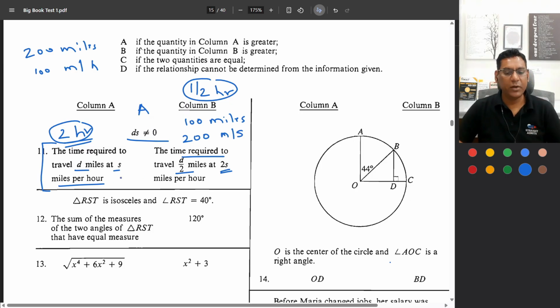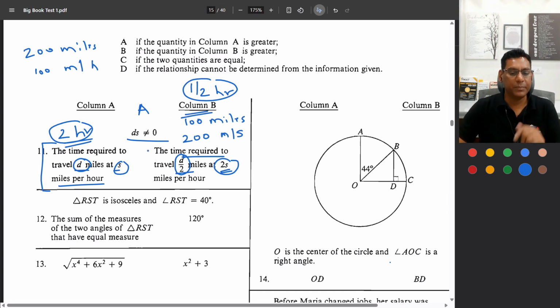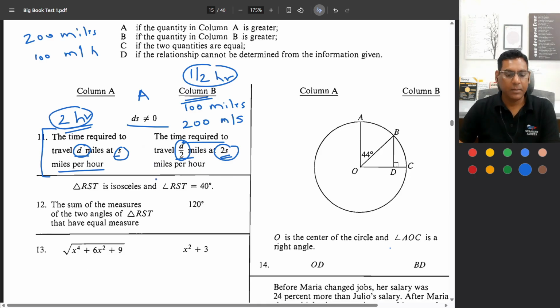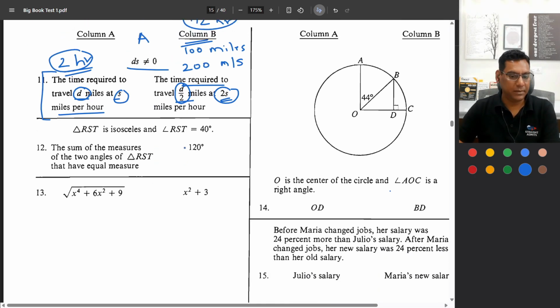Also logically you can do it, see here, compare these. In the second case, I'm going half the distance and I'm going twice as fast also. So I have to cover half the distance and I have to run faster, so obviously I'll take less time. So column B has to be a smaller number. That's the logical way to do it, but again, you can just do it with pure math.